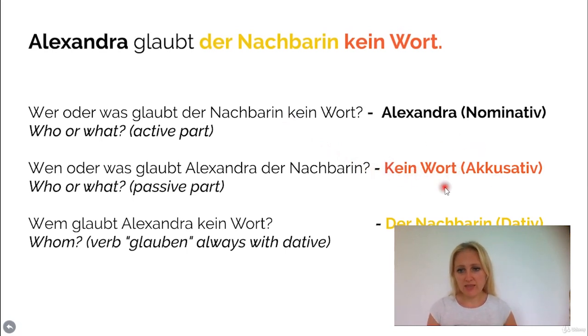Okay, so it's here the accusative object. Das Wort, it's neutral in German. And then the next case question. That's the dative case question. Wem glaubt Alexandra kein Wort? Means whom doesn't she believe a word? Or to whom does she not believe?